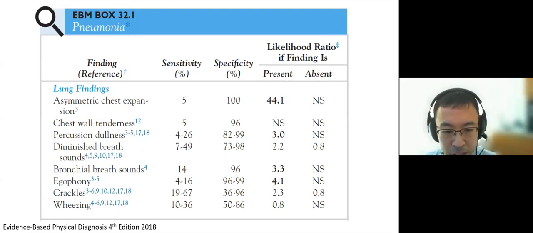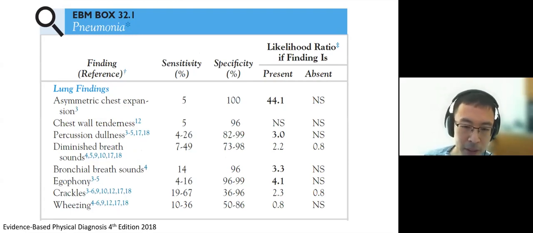And now moving on to the chest exam. So surprisingly, the presence of asymmetric chest expansion is 100% specific for pneumonia in this study, but that's hard to believe because there are many other conditions such as pneumothorax, pleural effusion that can cause asymmetric chest expansion as well. Then you have percussion dullness, bronchial breath sounds, and egophony, which if they are present can actually increase the probability of pneumonia. But the absence of these findings does not rule out pneumonia at all because the sensitivity is way too low.